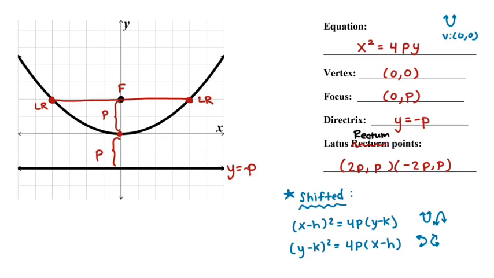We define the latus rectum points, and we're going to do that on the next slide. But what we want to know about those latus rectum points is that they are always 2p distance away from the focal point. So we're going to go left and right 2p, and then we're going to go up p units to get to those points.